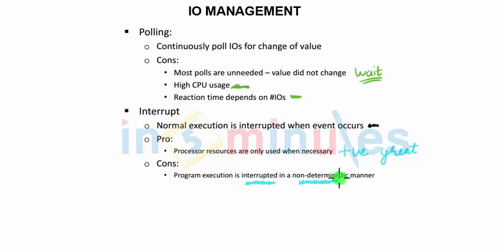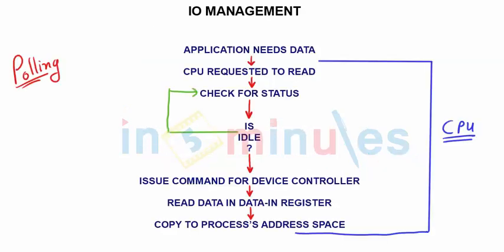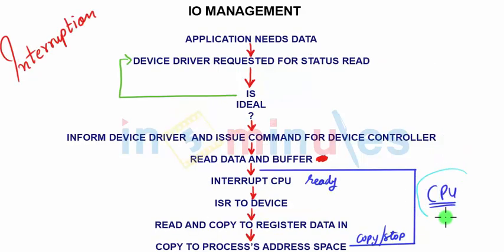Well guys, so that's what we have. We have two better techniques to talk about. Polling, in which the CPU is continuously involved. Interruption, where the CPU is only involved when data is ready, and the comparison.